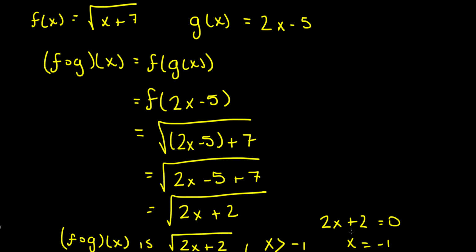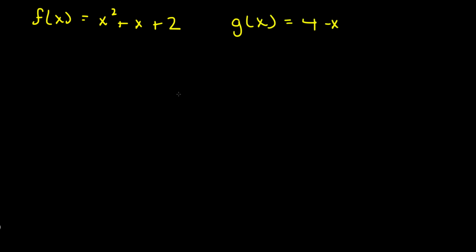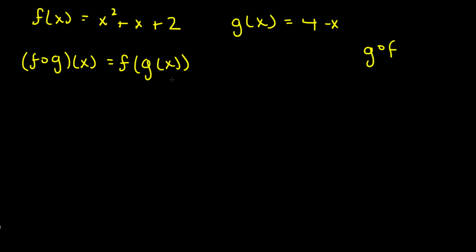Okay, so let's look at another example. We're going to do the composition of f of x equals x squared plus x plus 2, and g of x equals 4 minus x. Okay, so I'm going to look at f open dot g, the composition of f and g of x, and this is going to be equal to f of g of x. By the way, if it's written g open dot f, then you'll do g of f of x in those parentheses.